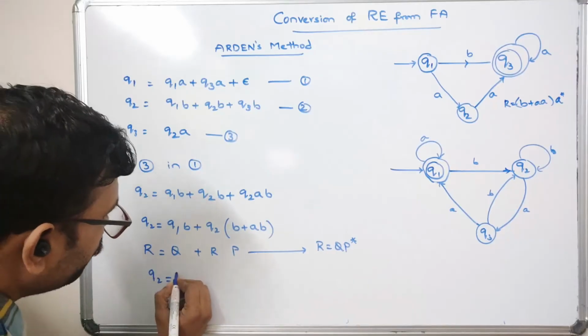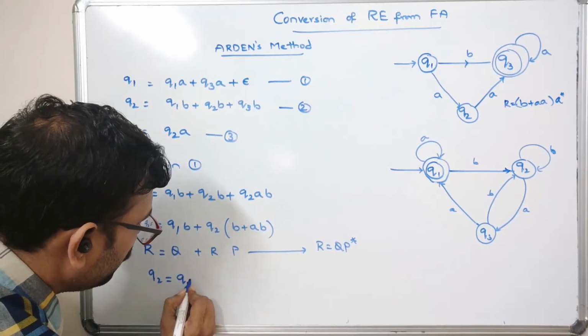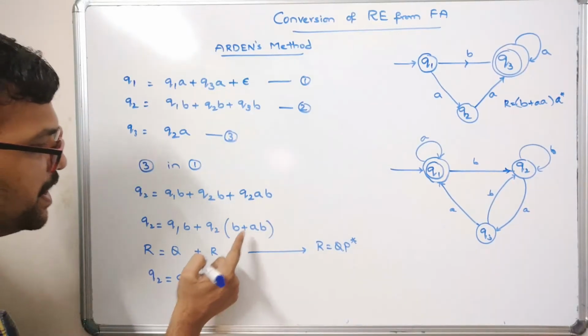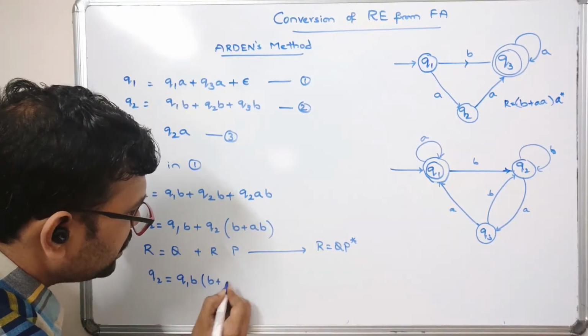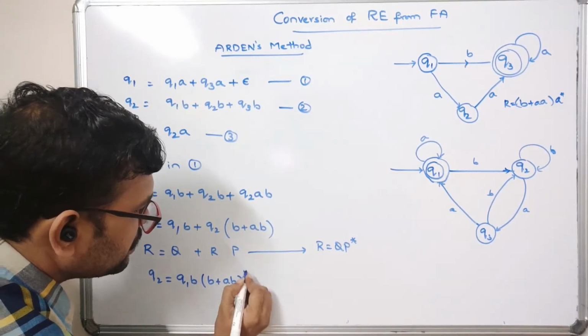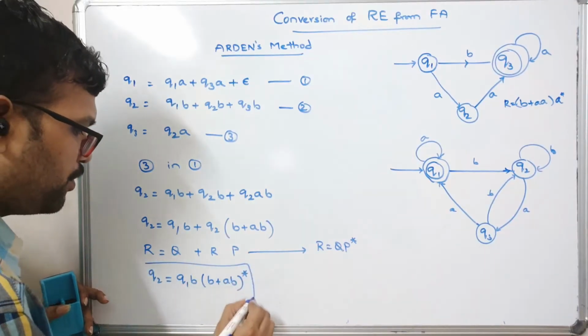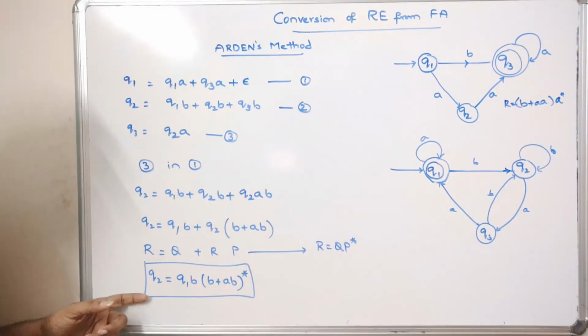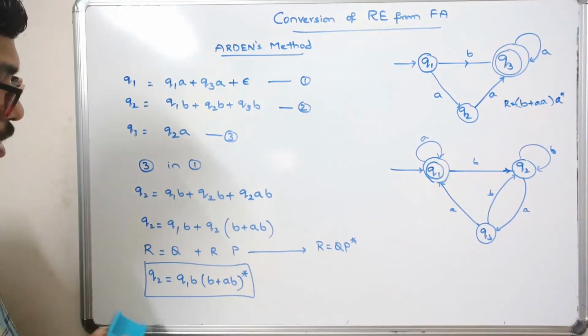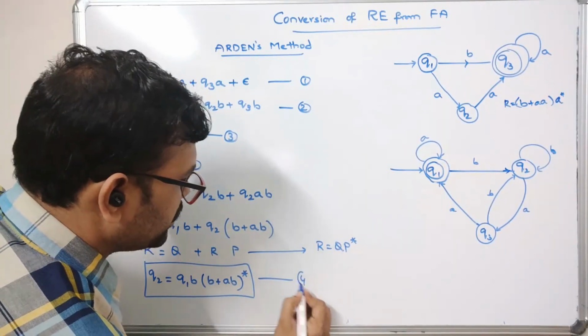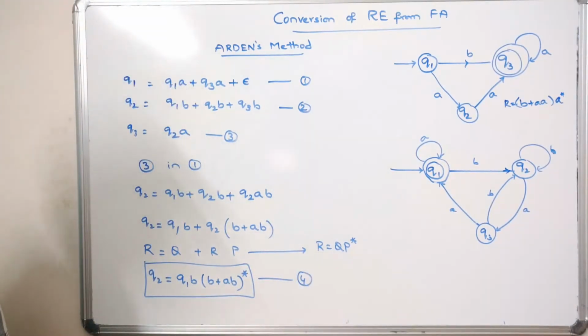Q2 is equal to Q, where Q means Q1B, and P star, that means B plus AB star. So this is the value of Q2. Let it be the fourth equation.